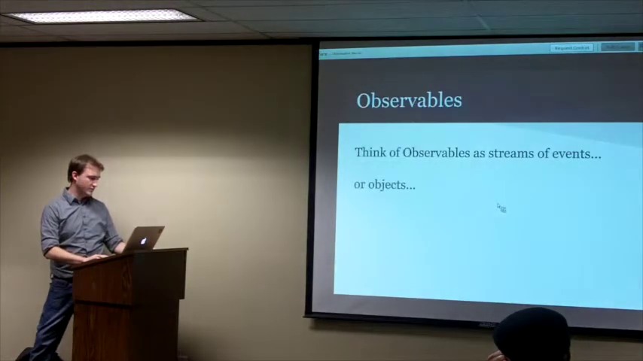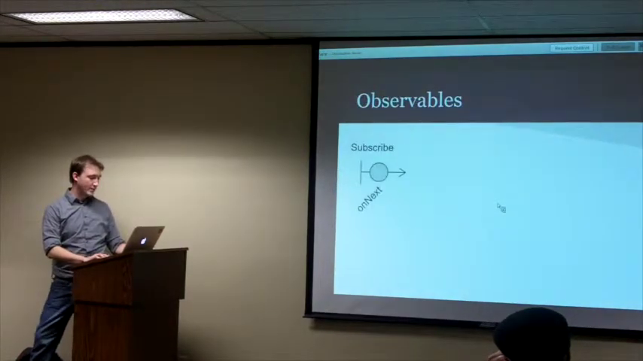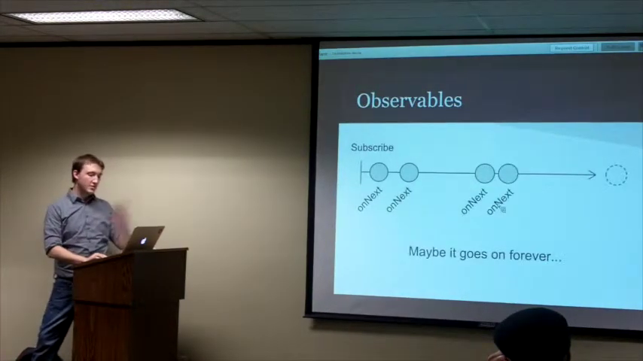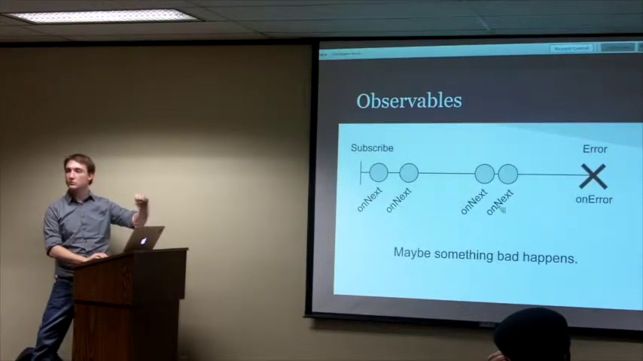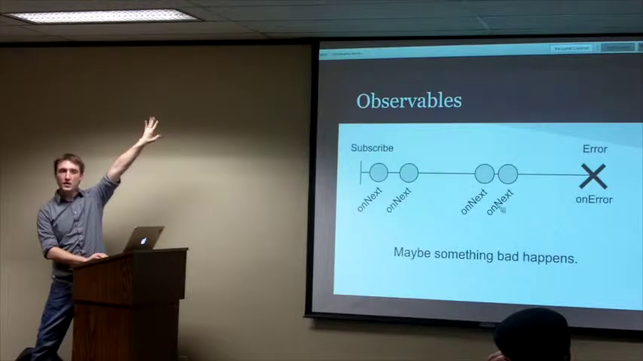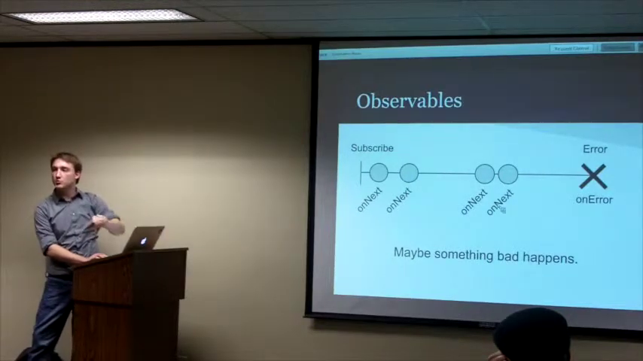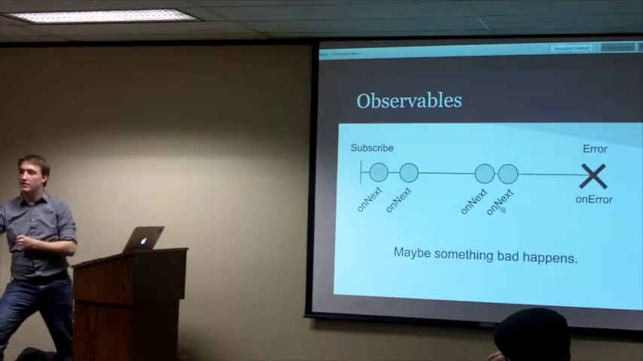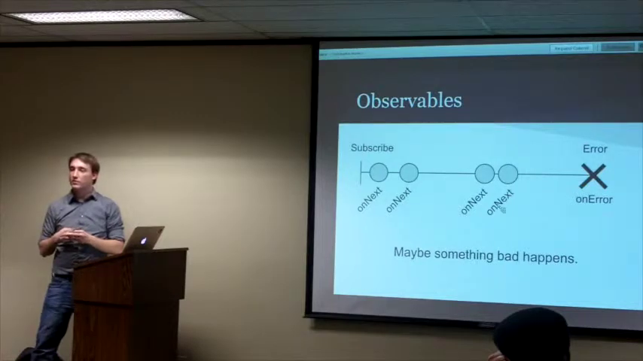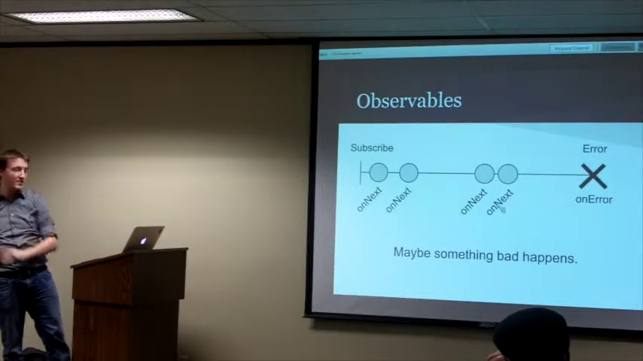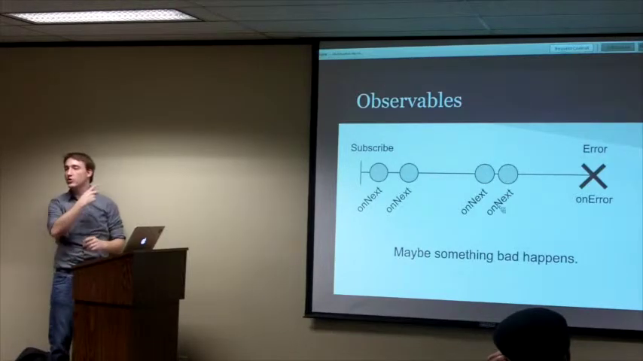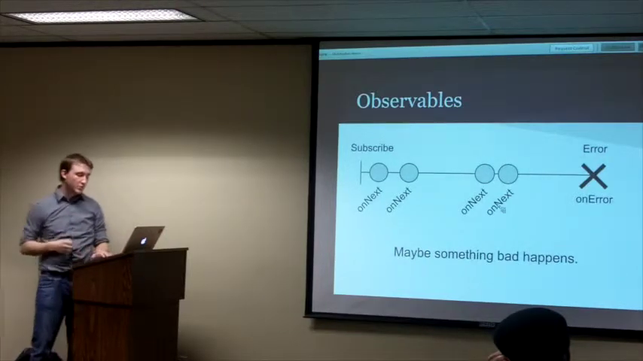Got it, kind of, sort of, guys. All right, so subscribe, some stuff comes across, maybe it goes on forever, maybe it stops, maybe an exception gets thrown somewhere within our subscription chain. If it does, it will end our subscription and notify us of that error. But if we appended the retry method at the end of it, then it would just resubscribe the whole thing again, however many times we wanted to.